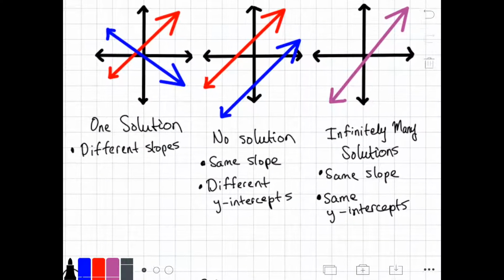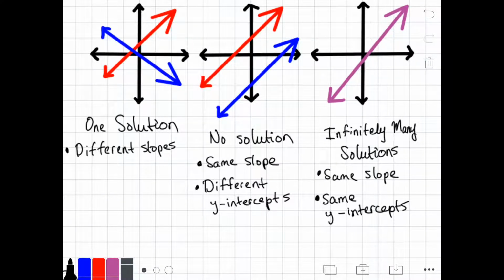Let's zoom in and take a look at these three graphs over here. Remember, a system of linear equations is two or more equations with two or more of the same variables. Each equation in a linear system can be represented by a straight line. If we look at our first example, we have a red line and a blue line, and they meet at one point. That point is the solution to the system.